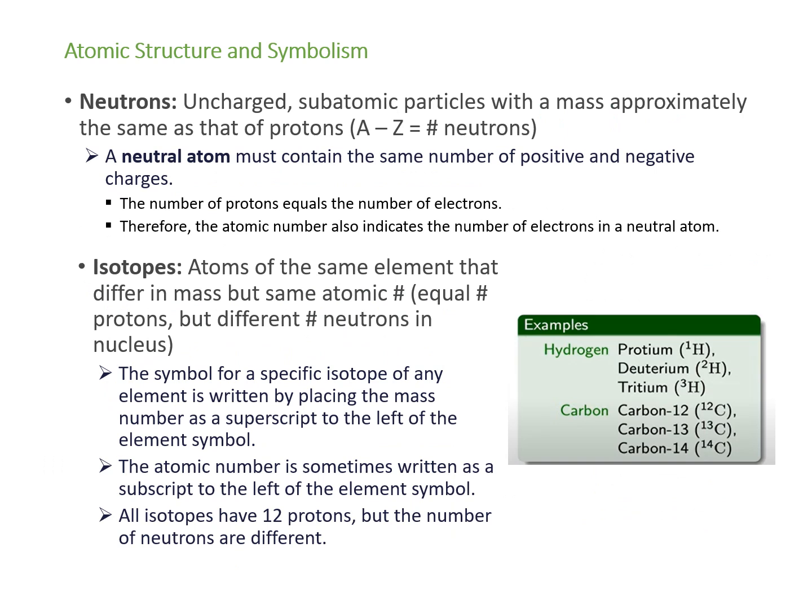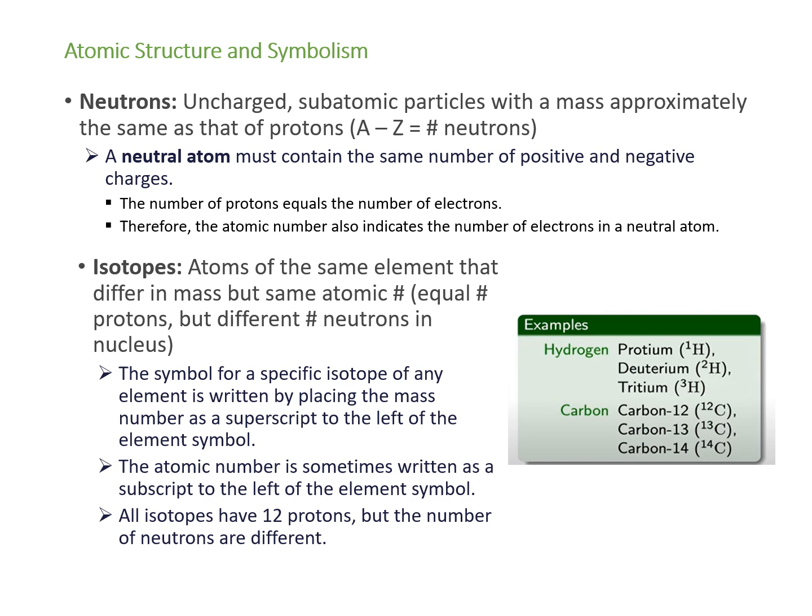Neutrons are uncharged, and if you want to find out how many neutrons are in a particular element, you would subtract the atomic number from the mass number. So a neutral atom does contain the same number of positive and negative charges, and the number of protons equals the number of electrons. Therefore, the atomic number also indicates the number of electrons in a neutral atom.